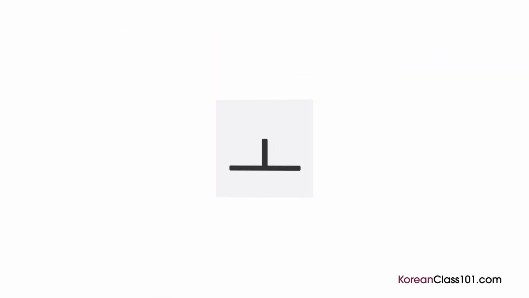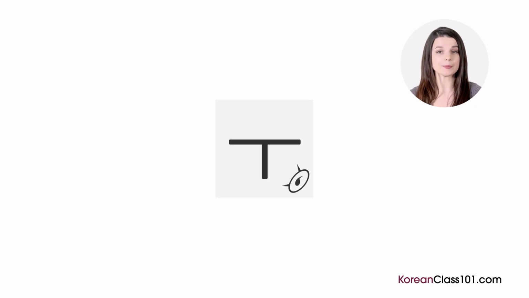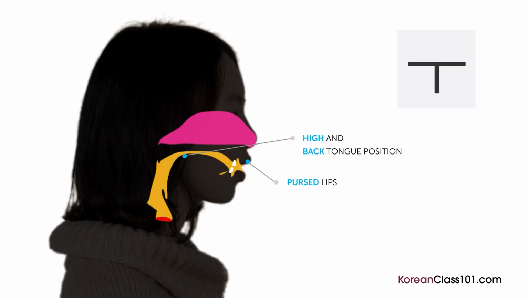And the next vowel is 우. Purse your lips as though you are about to whistle or blow up a balloon, or say ooh as in blue. 우. 우.